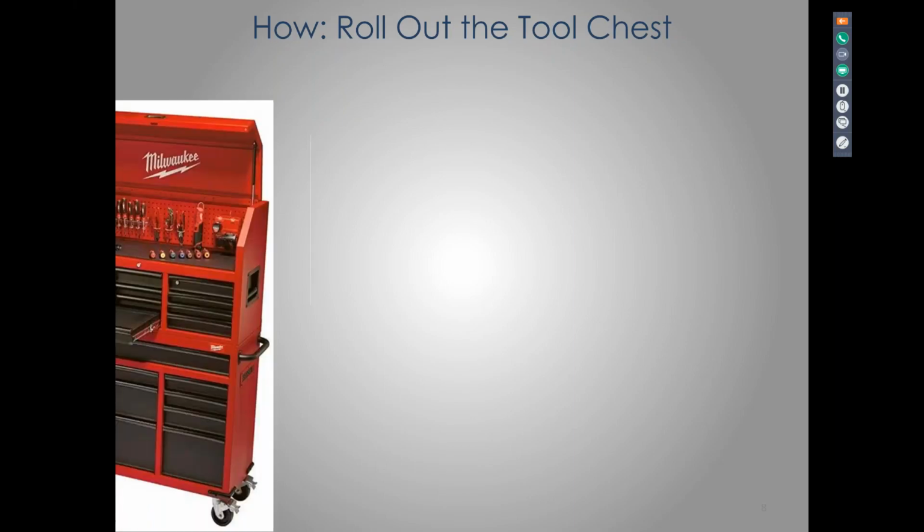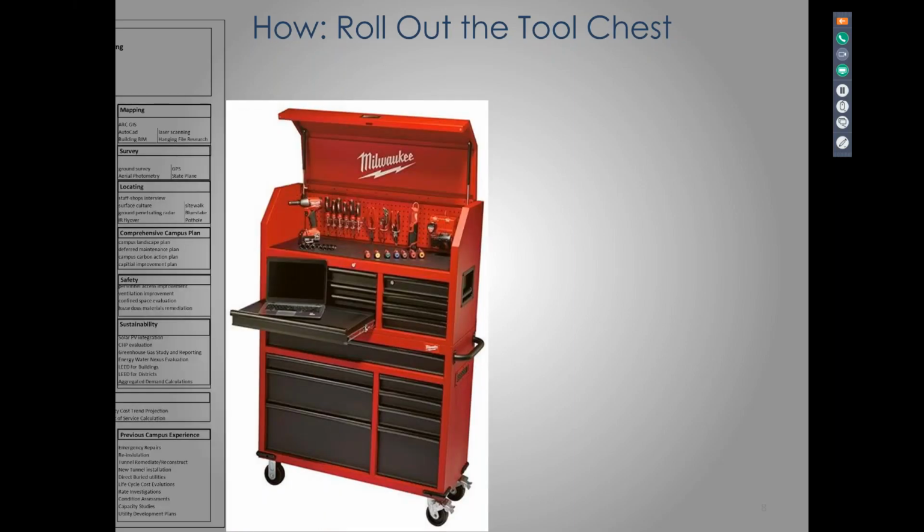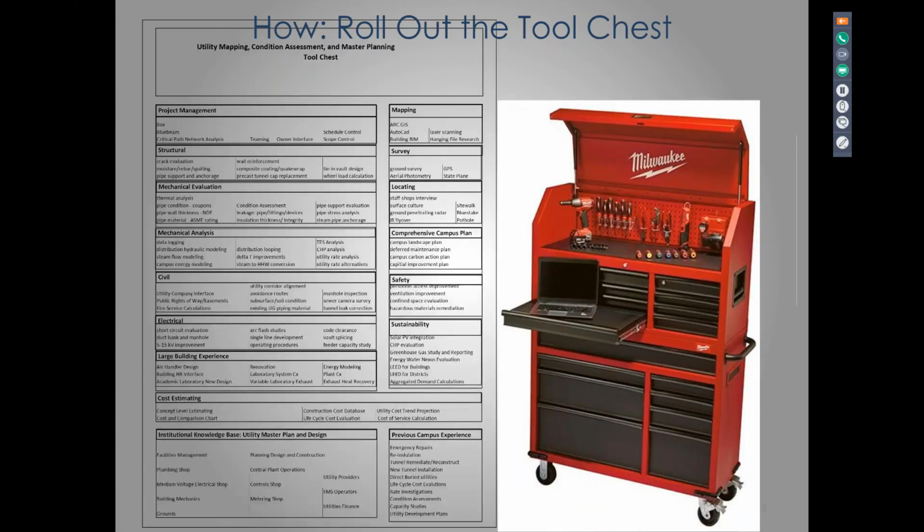Well, here's my little animation here. Roll out the toolbox. So there's a whole lot of elements that go into a utility master plan and the roadmap process. And I, again, want to reiterate it's very important that you look at the big picture. You start big. You start at 30,000 feet. Look at everything and dial yourself down.